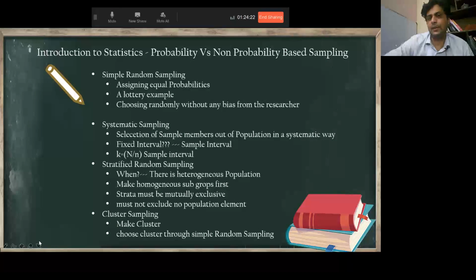Now, cluster sampling. What is cluster sampling? As is clear from the name, you have to draw different clusters.